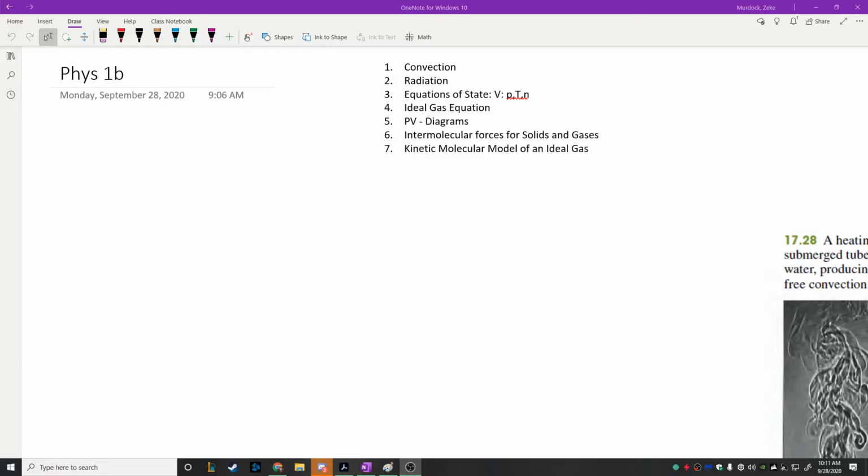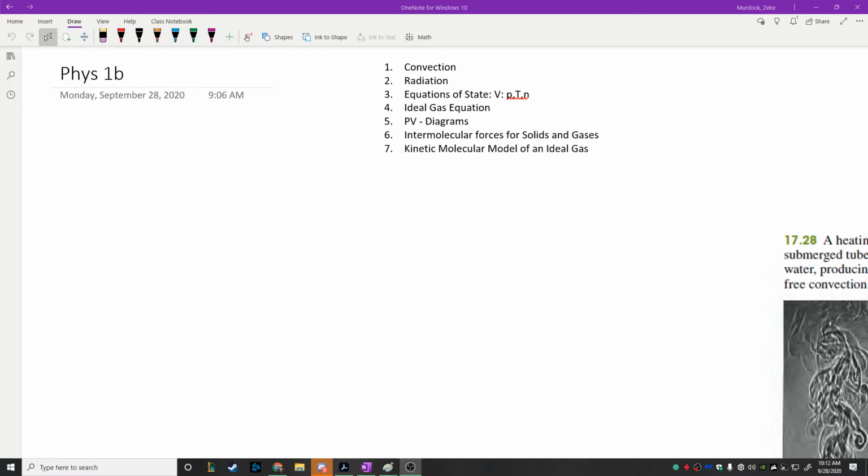All right, so this is Physics 1B for September 28th. Today we're going to continue talking about methods of heat transfer. Last time we talked about conduction, which is a heat transfer that occurs when two things are touching each other. That's probably the one we're most familiar with because we touch things that are hot, like coffee, and we touch things that are cold, like ice. And you feel some kind of transfer or exchange of heat in that process.